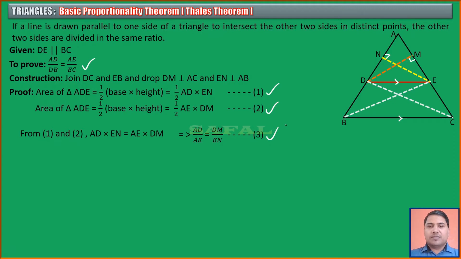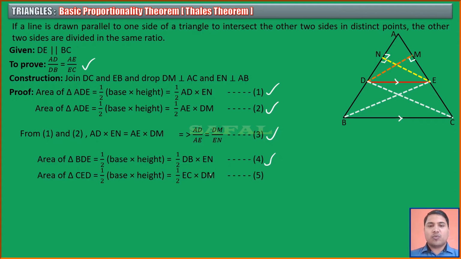On similar lines, now I wish to write the area of triangle BDE. I am taking the base as BD and the corresponding altitude will be EN only, because from one point to a given line we have only one altitude. EN is perpendicular to AB, so EN is perpendicular to BD also. So that's why 1 by 2 DB into EN. Similarly, area of triangle CDE I can write as 1 by 2 EC into DM.